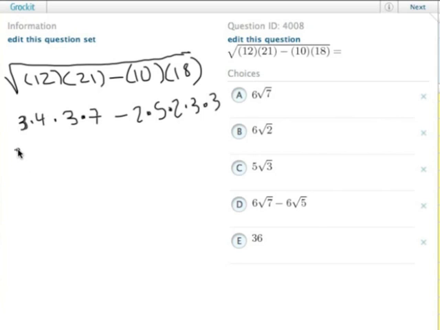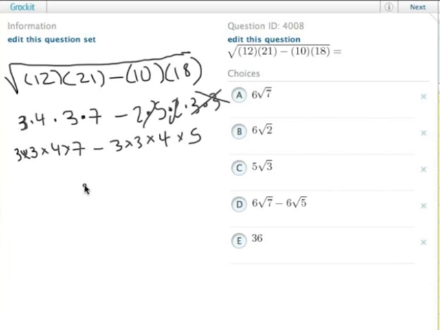Here we have 3 times 3, I'll use the x's here, 3 times 3 times 4 times 7. Over here we can group these, we have a 3 times 3, minus 3 times 3, and we have two 2's, so that's times 4 times 5. 3 times 3, cross those out, 2 times 2 is 4 times 5.